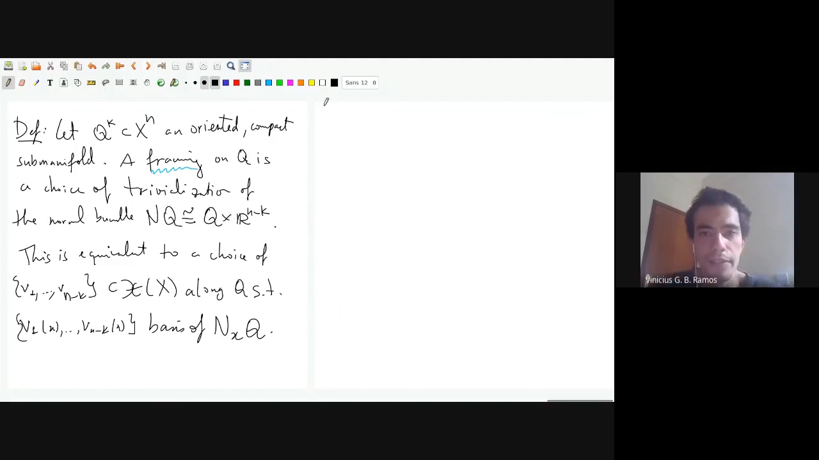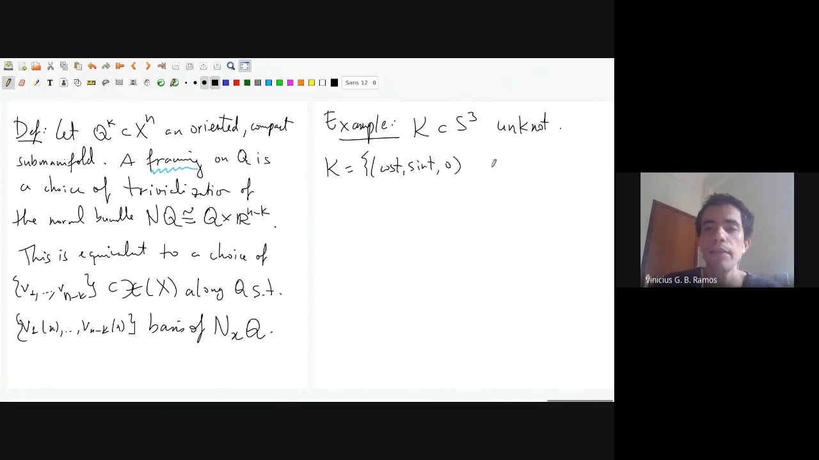So for example, let's do a very concrete example. Let's take a knot in S3. So I'm going to take the simplest knot which I can think of, which is called the unknot. So I'm going to write everything explicitly this time. This is going to be (cosine t, sine t, 0) for t in 0 to 2 pi. So it's just this knot.